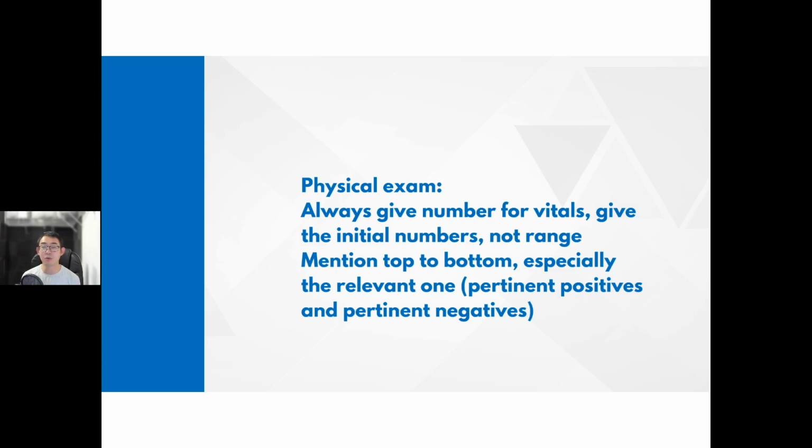Now the physical exam. When you go for vitals, give them the numbers. Don't say hemodynamically stable. That's too short. I would say blood pressure is 130/75 on initial presentation. Just give them the numbers on the initial presentation. Then give the numbers for heart rate, temperature, etc. And then you mention the physical exam from top to bottom. Just mention the relevant ones. For example, in a patient with chest pain, the relevant ones would be the lung exam and the heart exam, and then labs and imaging.